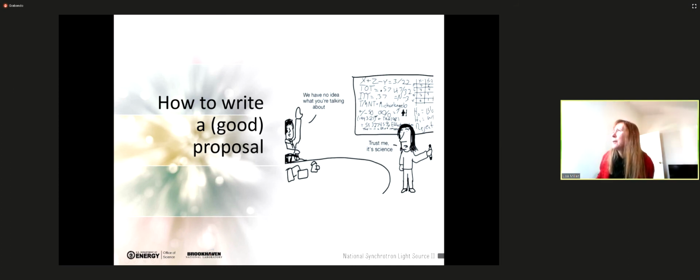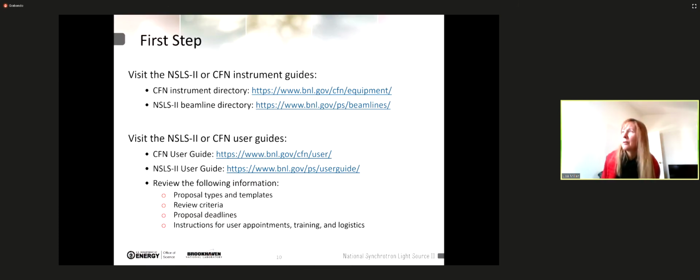So step 1, the first thing you want to do is visit the websites, the user guides for either the Nanocenter or NSLS2, and the links are right there. You need to decide what beamline you want to use, and make sure that that beamline is going to help you, is going to answer the problem that you want to solve.